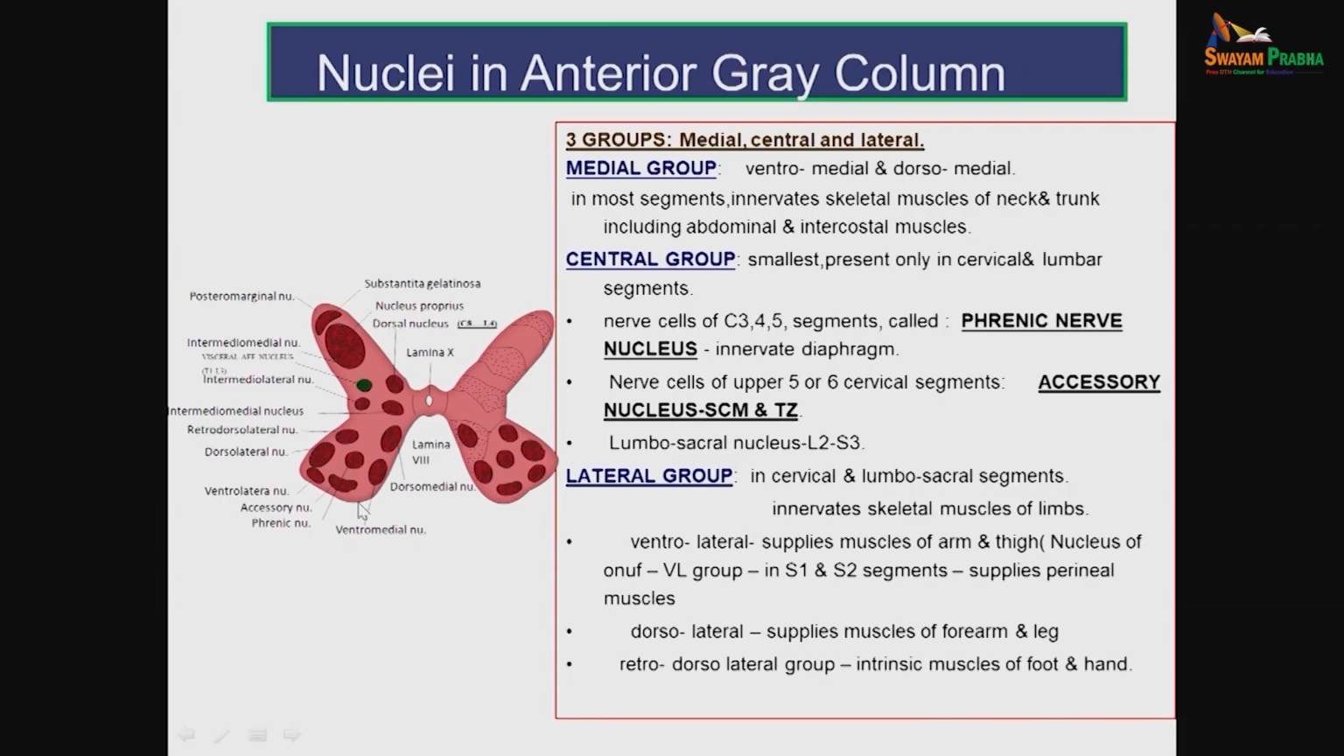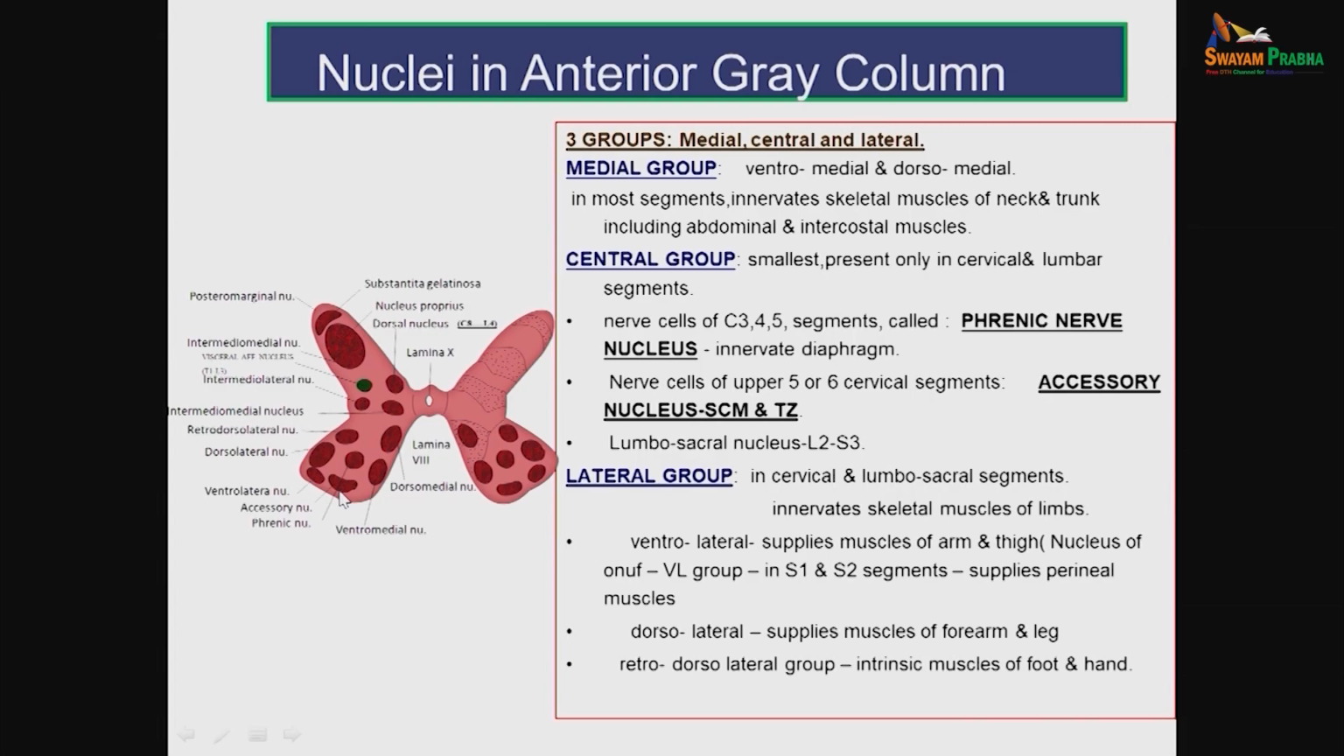The most medial is the medial group of nuclei. We are again subdividing into ventromedial and dorsomedial. I told you this is all motor neurons. The axons from this are going to leave through the ventral root through the spinal nerve. They go and innervate skeletal muscles of the neck and trunk. That is, they supply the abdominal and intercostal muscles and also muscles which are present in the neck. So, the medial group of nuclei is going to innervate skeletal muscles of the neck and trunk, including abdominal and intercostal muscles.